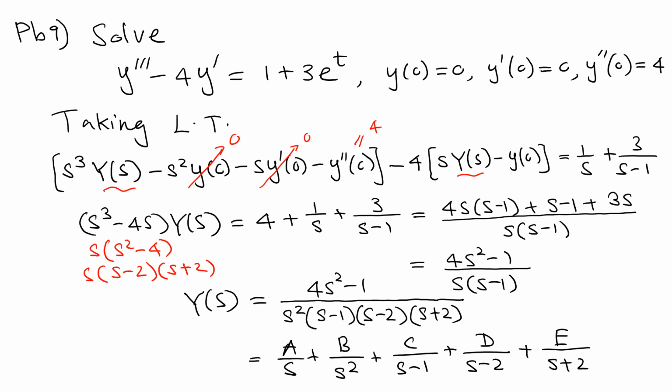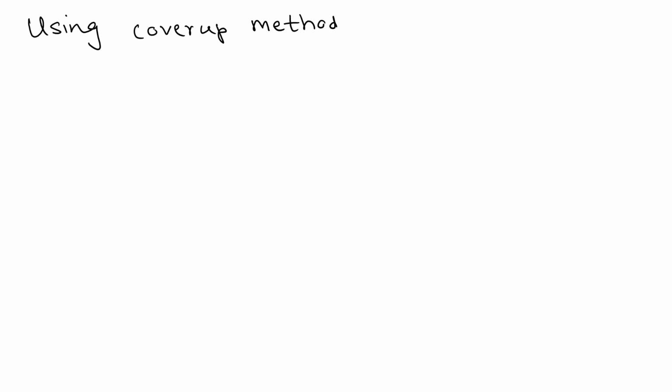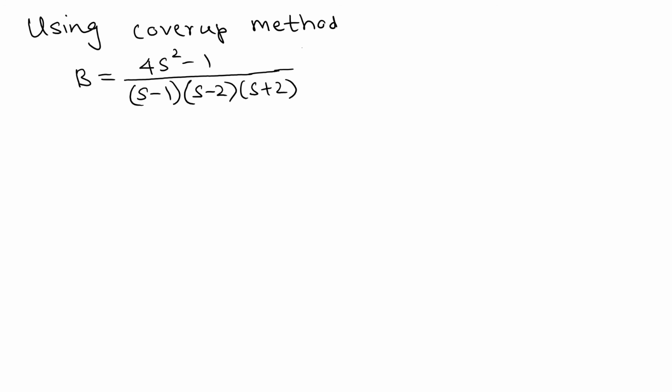So we have 5 unknowns. Actually you can find B, C, D and E just using the cover-up method, all the largest powers you can find, but A you cannot. But let's see how we can do that. So we use the cover-up method. So you can evaluate term by term. We start with B first. And we evaluate at s equals 0. So if you do that, you get this, which is equal to negative 1/4. And similarly, you can find C, D and E like this.